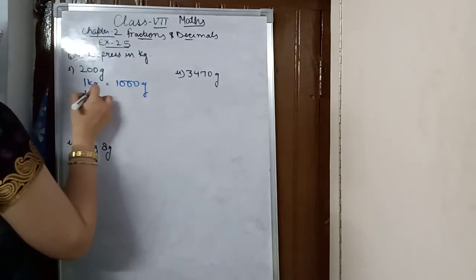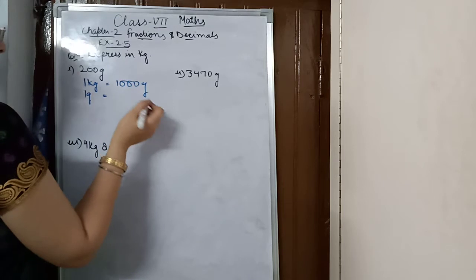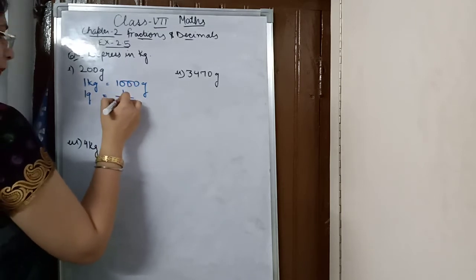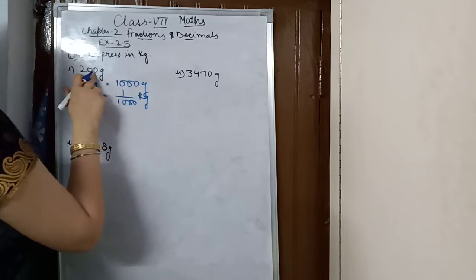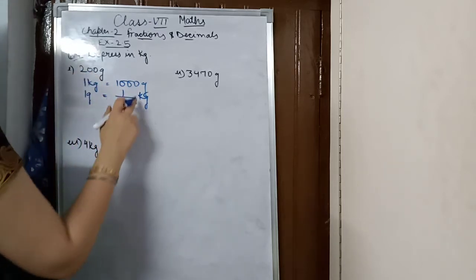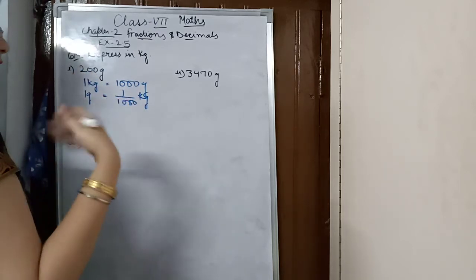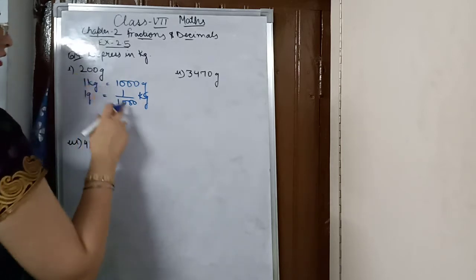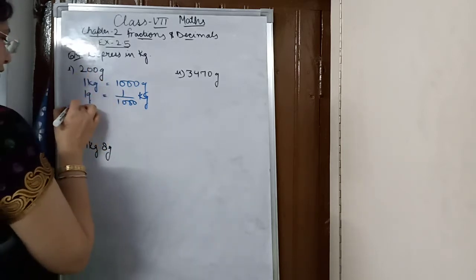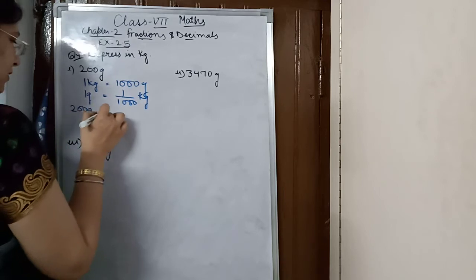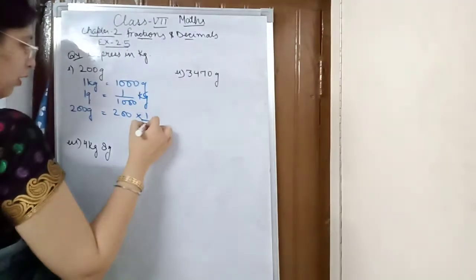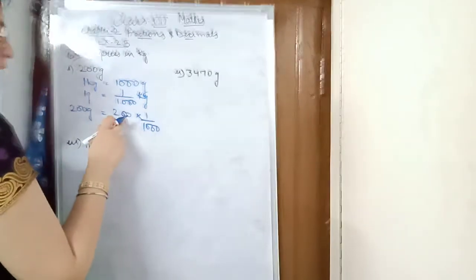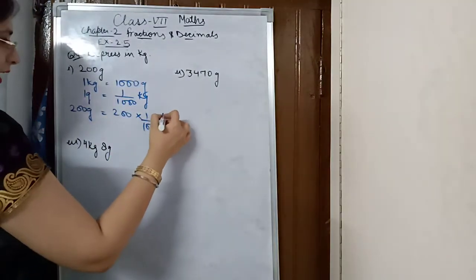Now if we find the value of 1 gram in terms of kg, 1 gram will be equal to 1 upon 1000 kg. So whatever value is given in grams, we will multiply it with 1 upon 1000, or we can divide the number by 1000. This is the same thing. 200 gram is equal to 200 multiplied by 1 upon 1000, or you can directly do 200 divided by 1000, you can do it like that also.